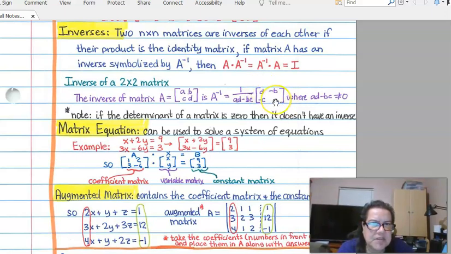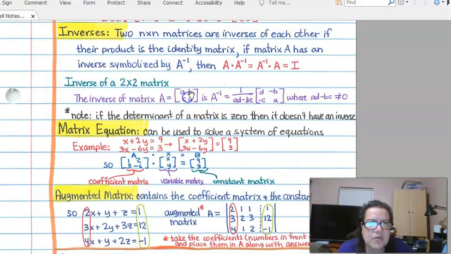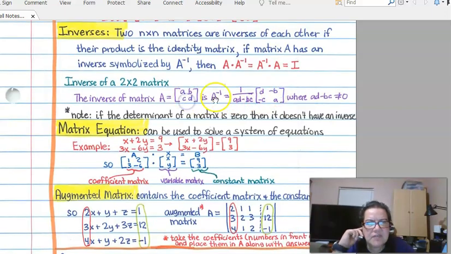So you flip these, and what do you do with these? Look at that. You keep them in the same spot. However, you make them the opposite of what they used to be over here. So now instead of having C, you're going to have negative C. Instead of having B, you're going to have negative B.